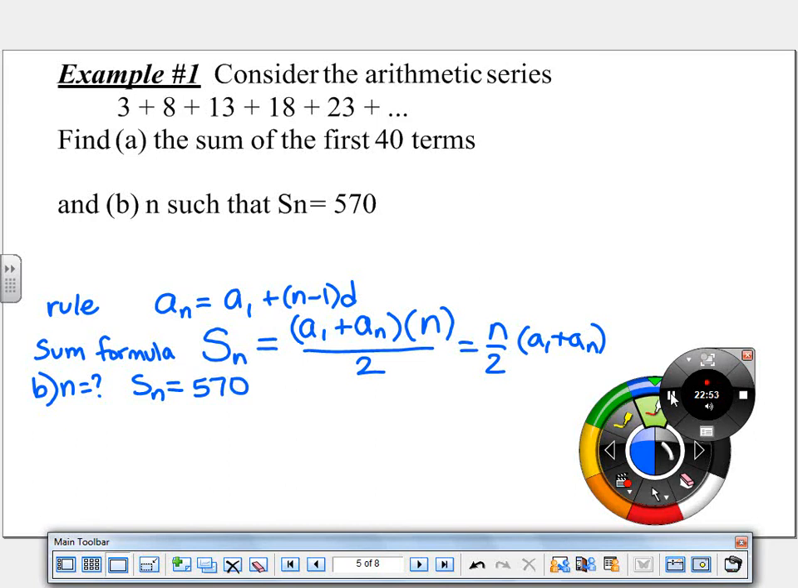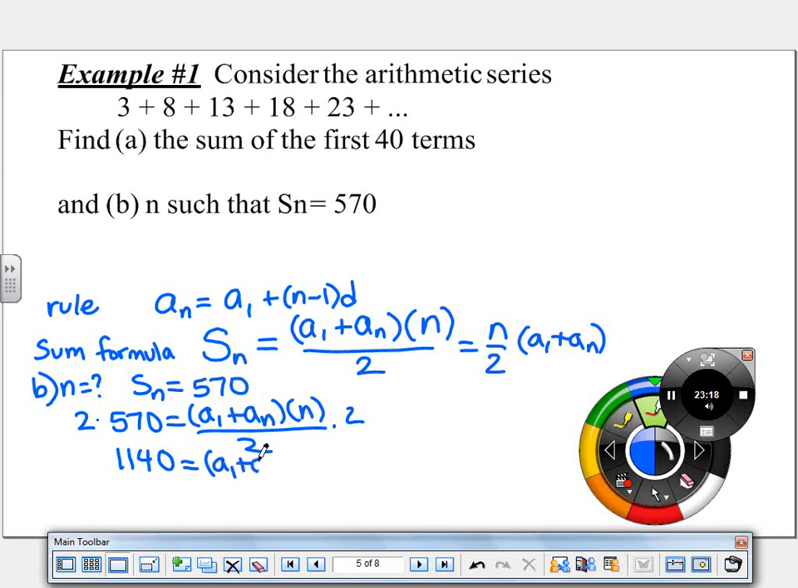Okay, so let's start with taking, since we have the sum, and try thinking of it in this formulaic sense, where we have the first term plus the last term, times n over 2. And the idea was first, maybe just multiply it by 2 so we don't have to deal with that number being there. So we get 1,140 equals, and we have a1 plus an times n. All right, any ideas what to do here? Yes. Good, we can definitely plug in the first term.